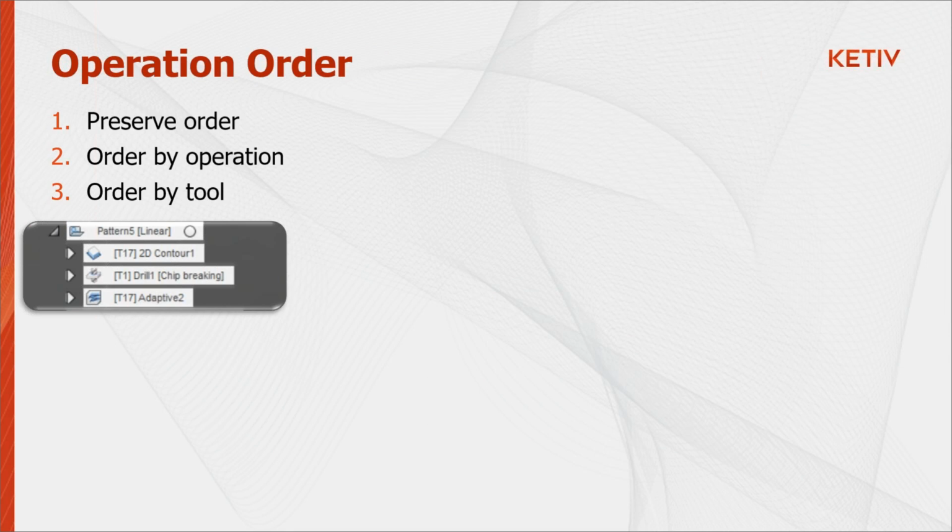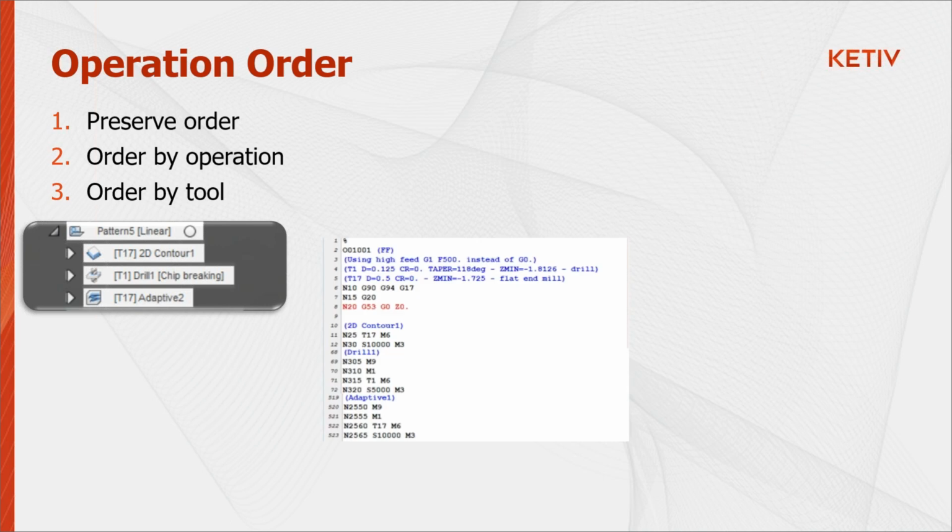All right, so this is actually one of the options inside of the pattern type that tends to throw people off a little bit. The first one is preserve order, right? So when you're creating that pattern type, it's going to ask you, okay, how do you want to keep the toolpaths that you patterned in order, right? So again, the first one is going to be preserve order. Preserve order is pretty straightforward.